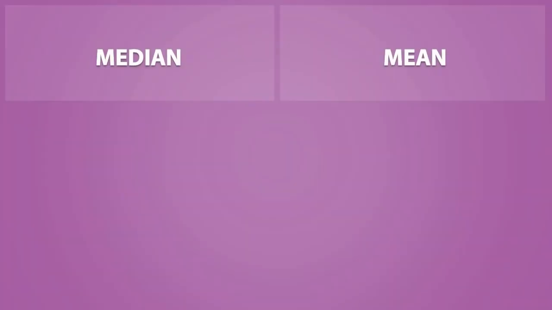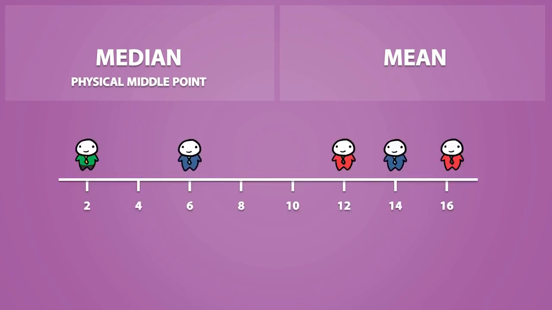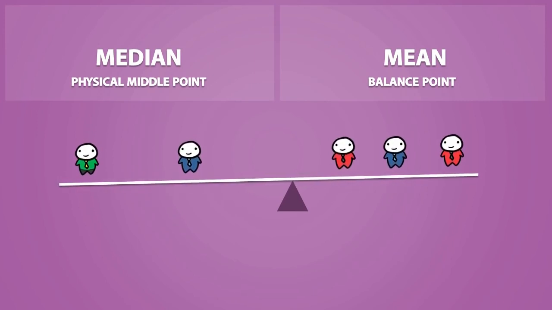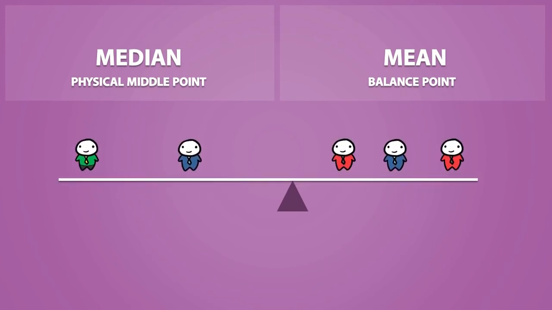Let's quickly compare the median and the mean. Both of these are measures of center, but they measure center in a different way. The median refers to the physical middle point, so for this dataset, the median would be equal to 12. Now the mean can be thought of as the balance point. If you calculate the mean for this dataset, you would get a value of 10. If these people were of equal weights, this is the position in which a seesaw would be balanced.